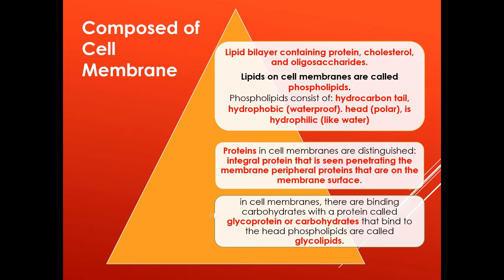The proteins in cell membranes are distinguished into integral protein that is seen penetrating the membrane, and peripheral proteins that are on the membrane surface. In cell membranes, there are carbohydrates binding with a protein called glycoprotein, or carbohydrates that bind to the head of phospholipids, and it's called glycolipids.